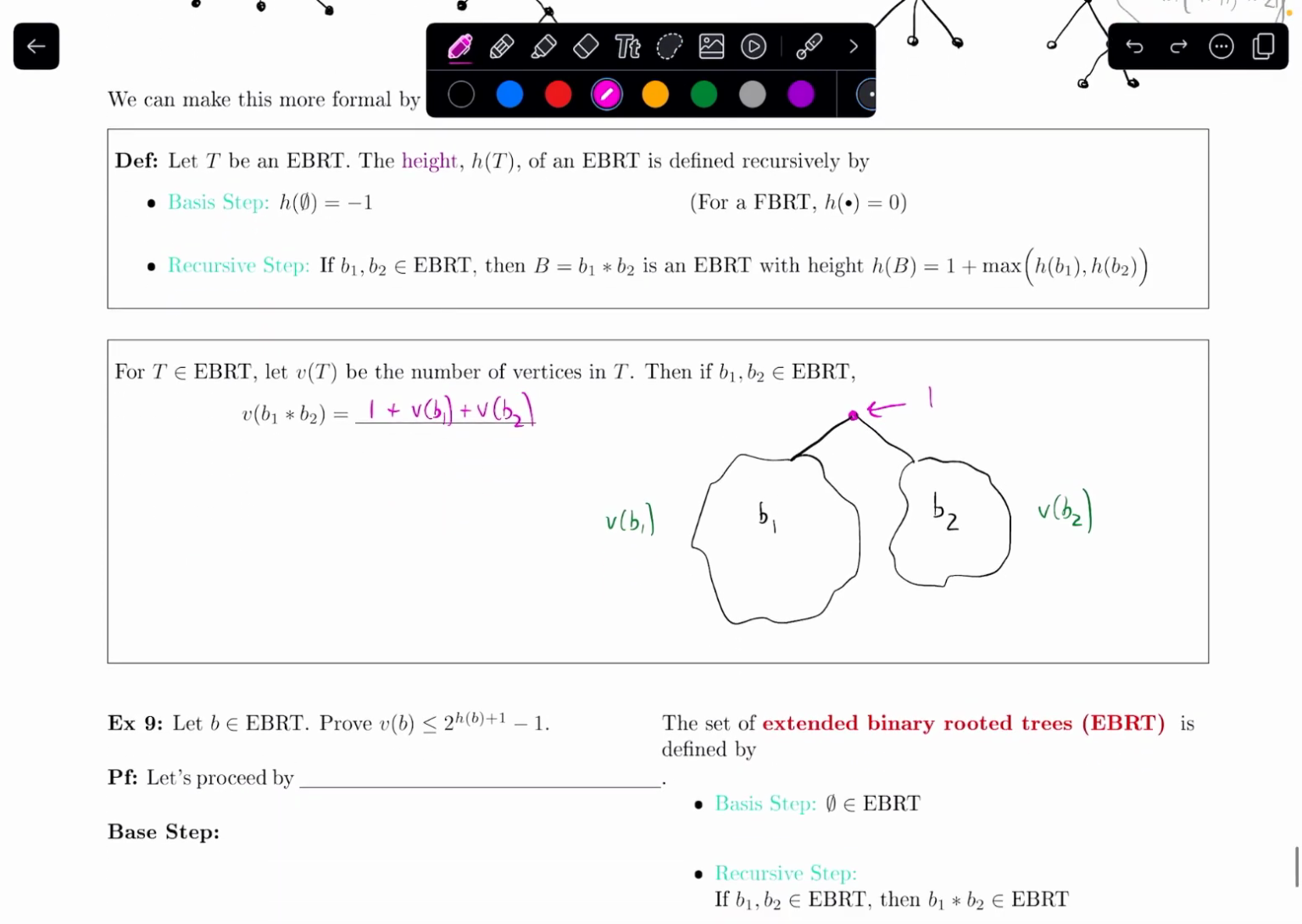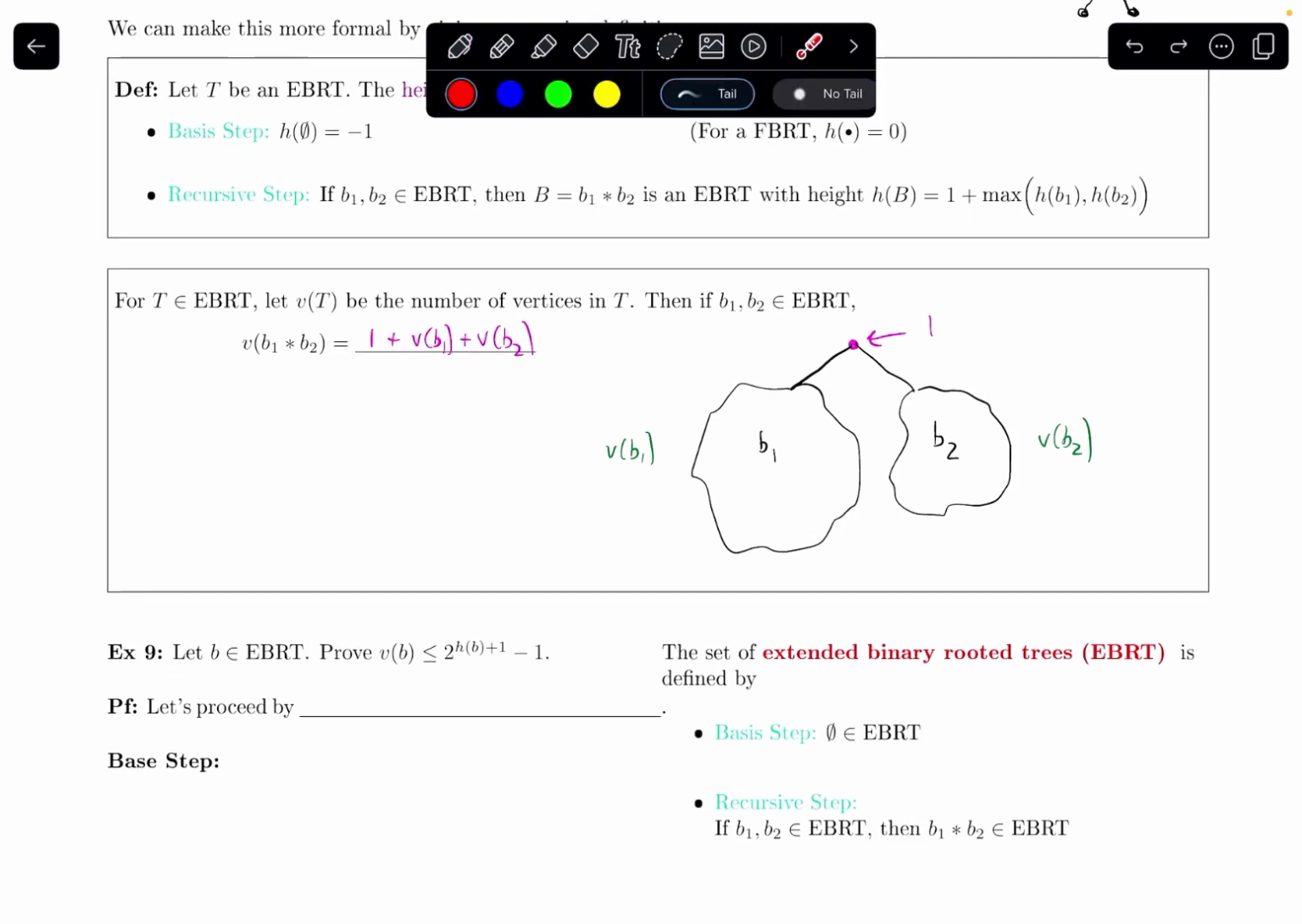All right, so the example says, let B be an extended binary rooted tree. Prove that the number of vertices will be less than or equal to 2 to the height plus 1, and then that whole exponent thing minus 1. Okay, so before we get into the proof of this, let's just do one quick example to convince ourselves why we expect this to be true.